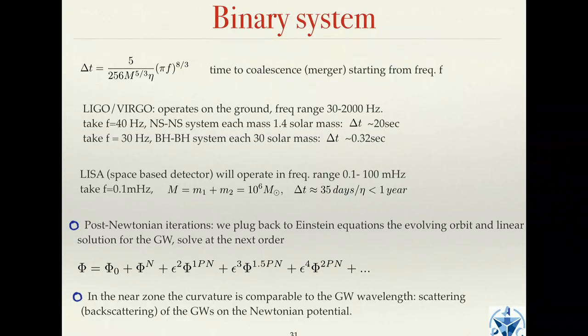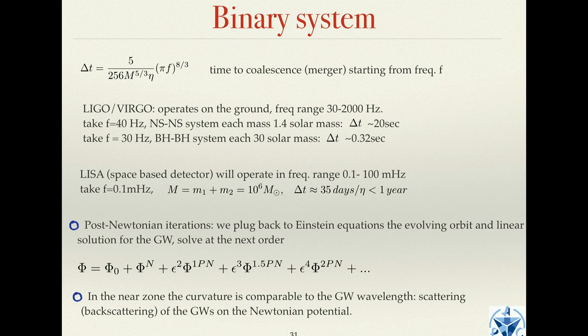It's the phase of the gravitational wave. Then it will be the first post-Newtonian order. It comes with epsilon, where epsilon is v over c. So it's v over c squared, v over c cubed, v over c to the fourth, et cetera. And because it's important to track the phase very accurately, we need to go to higher post-Newtonian orders.